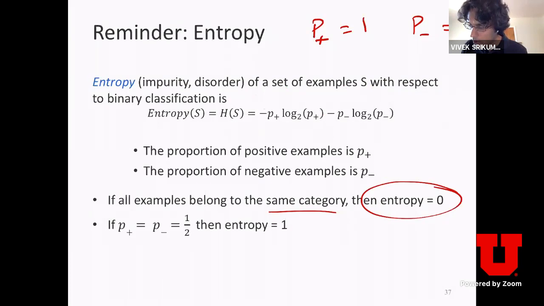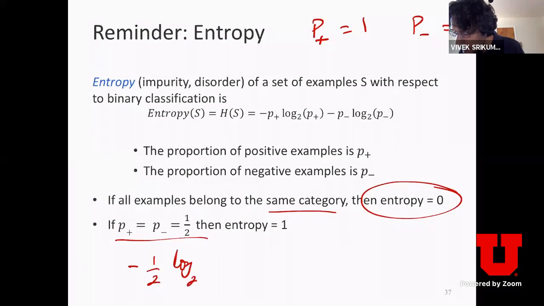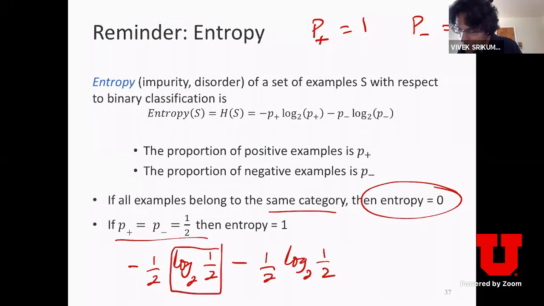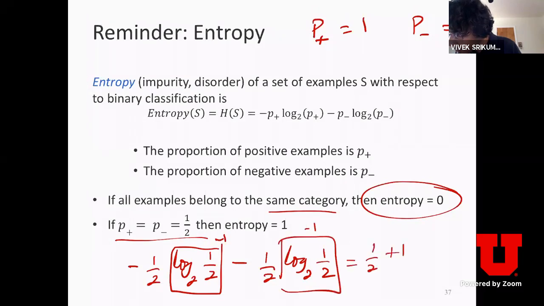Now let's consider the case when 50% of the examples are plus and 50% of the examples are minus. So when P plus is half and P minus is half, we have minus half log to the base 2 of half, minus half log of half to the base 2. This quantity here is exactly minus 1, and this is also minus 1. So you have half plus half, which is equal to 1. So the entropy when the examples are equally distributed is 1. The entropy when the examples are all in the same category is 0.